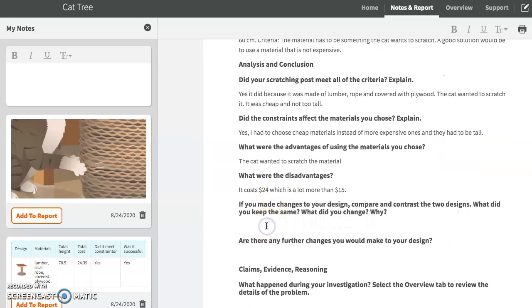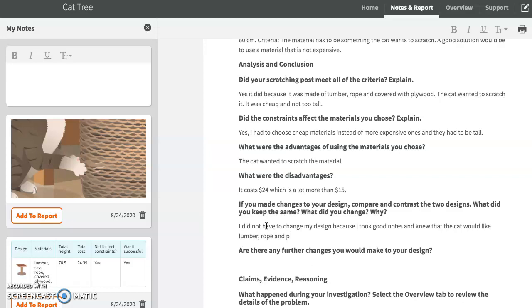If you made changes to your design, compare and contrast the 2 designs. Okay, I did not have to change my design because I took great notes and knew that the cat would like lumber, rope, and plywood. Are there any further changes you would make? I might have less plywood or no plywood at all to make it cheaper.